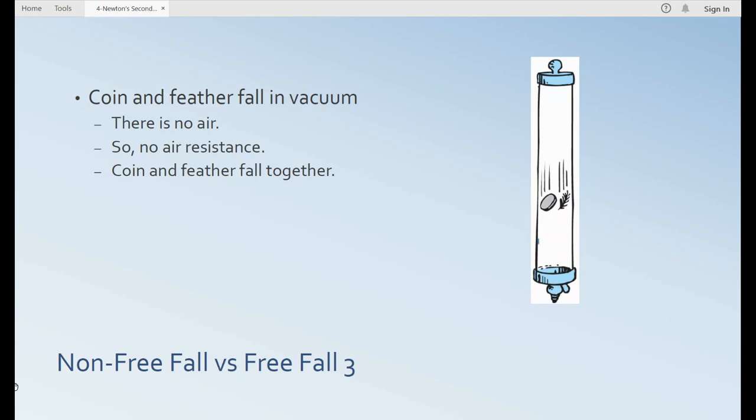And of course, the correct answer is they're going to fall together side by side. In a vacuum, there's no air resistance. So the only force acting on the coin and the feather is the force of gravity. And they're going to fall together and land at the same time, just like in our video that we watched last week.